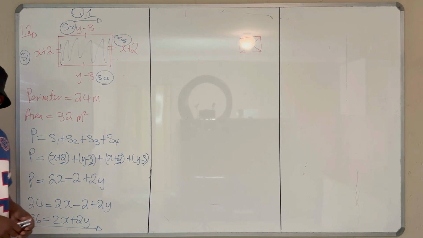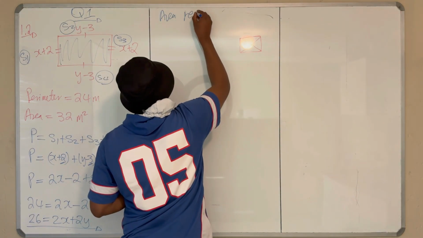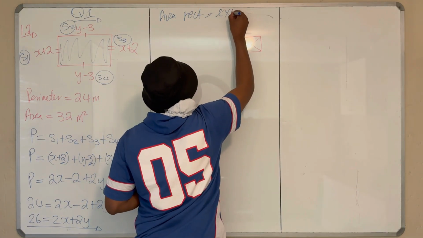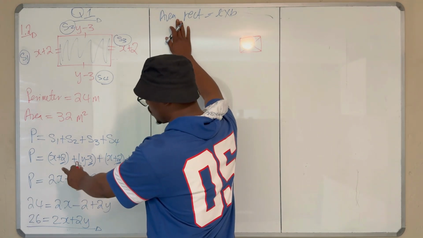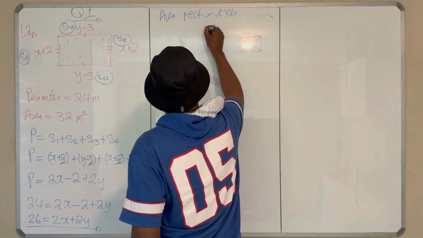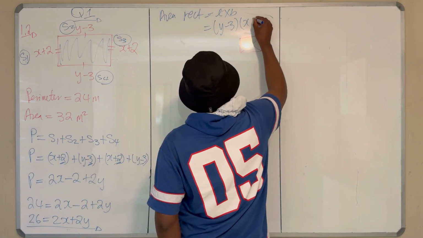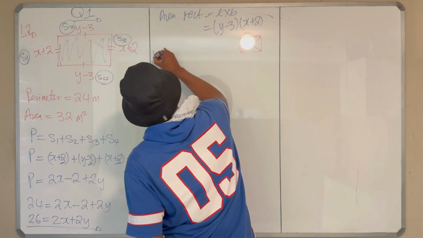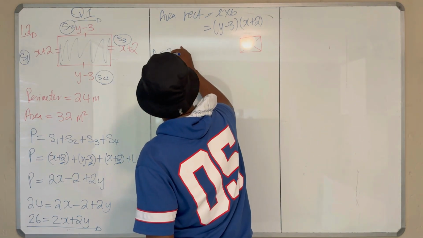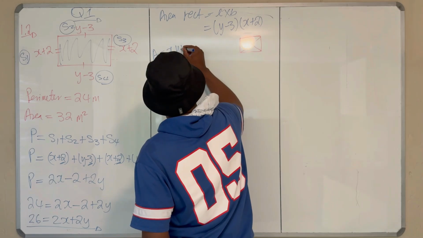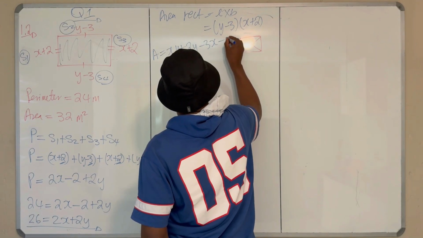You know that if you're speaking about the area of a rectangle, it's length times breadth, right? Yes. We know the area, that is 32 square meters. So our length is what? We can say it's y minus 3, and our breadth is x plus 2. So our area is whatever this times that is: xy plus 2y minus 3x minus 6.